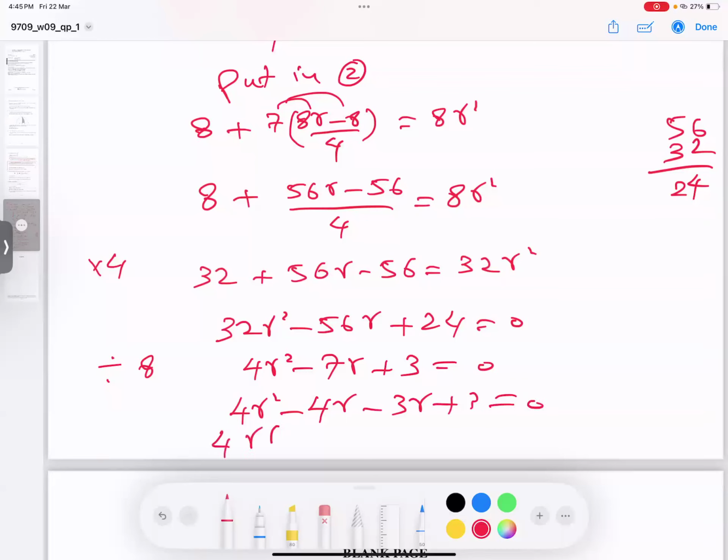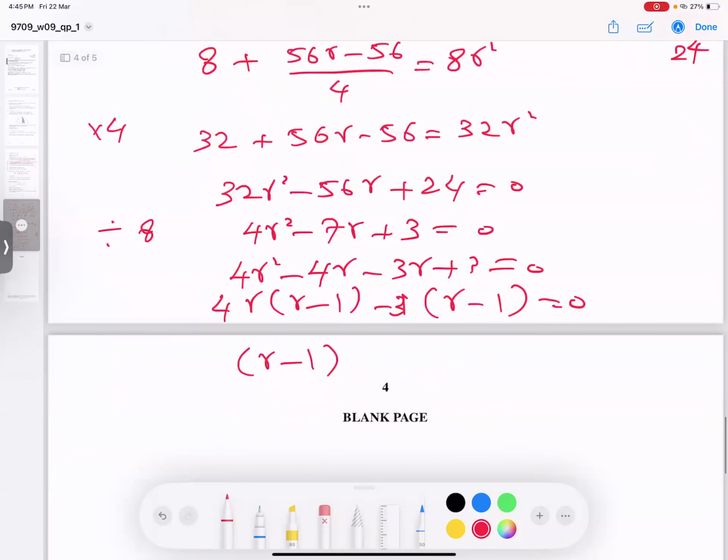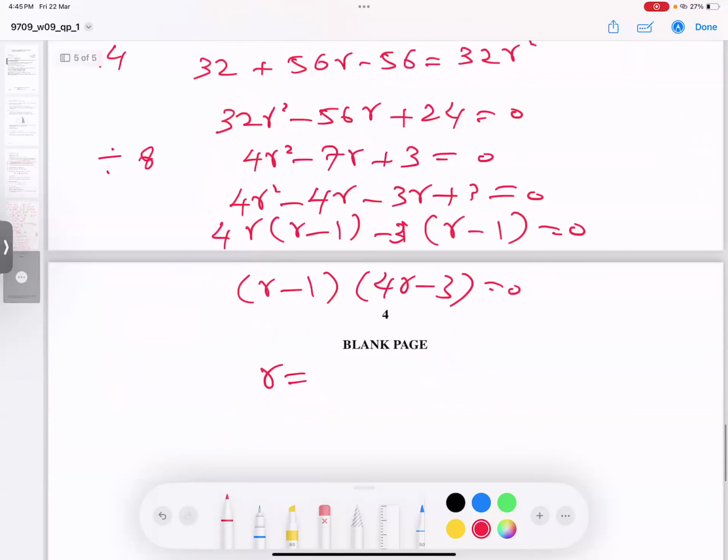So 4r common, I got r minus 1, and minus 1 common, I'm sorry, 3 common, r minus 1. Now I can say I got r minus 1 and 4r minus 3 equals 0. I have two answers, r equal to 1 is not possible, and here 3 by 4 is proved.